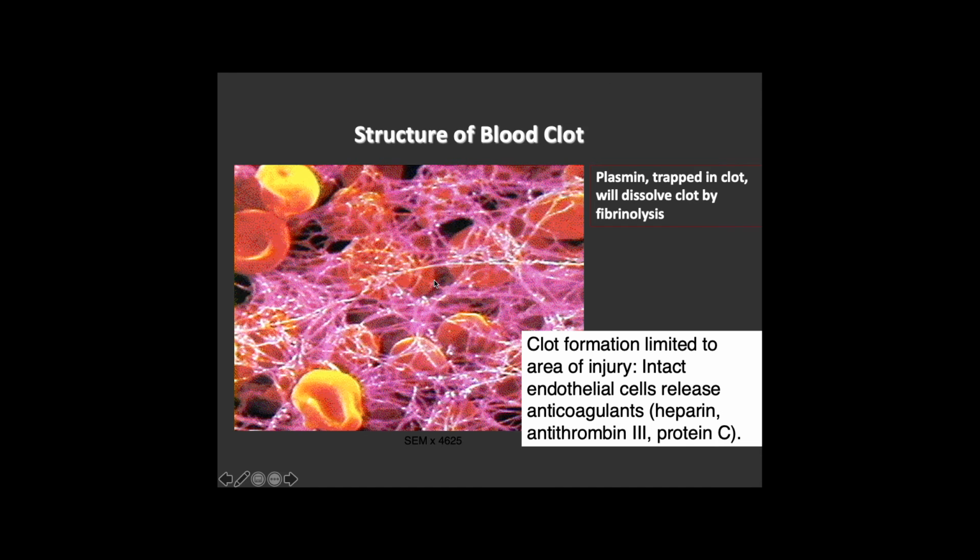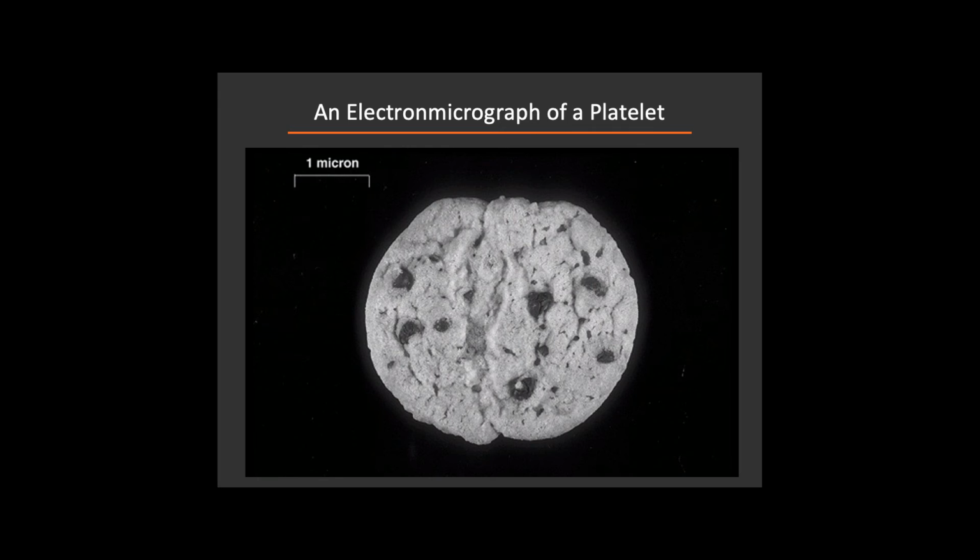So you can see here, in that pink color they've dyed it, this is the fibrin where red blood cells and platelets are going to be trapped in order to form that blood clot and that platelet plug. I think this is a really cool picture. This is a picture of a platelet, not a chocolate chip cookie. It's an electron micrograph of a platelet.